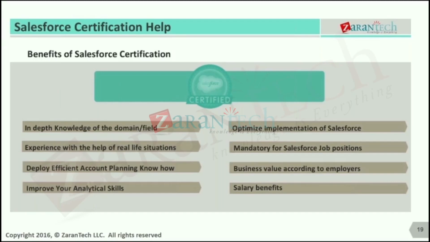So why should we be concerned about Salesforce certification? You may say that I know Salesforce. Why should I be concerned about it? You need to be concerned about it because companies only hire the developers who are certified.